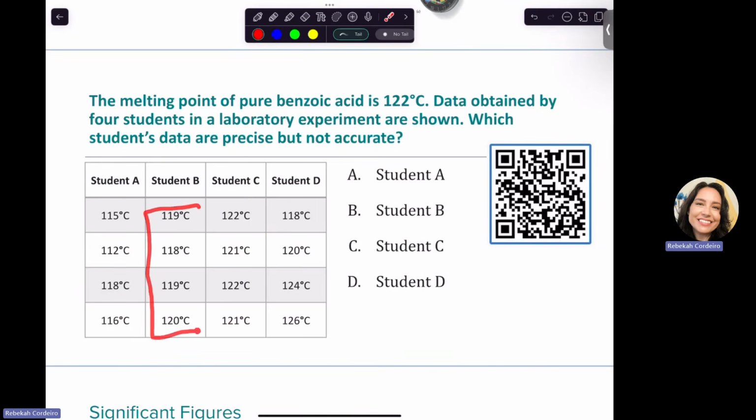Student B, numbers are pretty close together, right? They're only 1 away, and you have a couple of repeaters, but it's not close to 122. So this is precise but not accurate, and what we're looking for here. Answer would be student B.